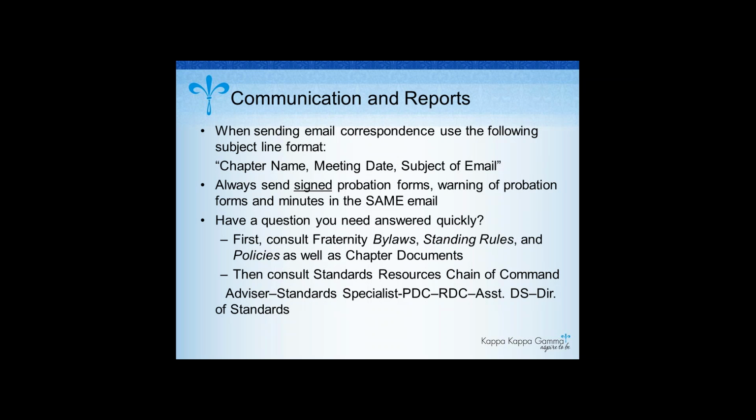If you have a question you need answered quickly, first we would suggest to consult the fraternity bylaws, standing rules, and policies, as well as the chapter documents. So making sure to look, those have all the information that you would need. For us as specialists and the director of standards, I know for Jenna, if we ever have any questions that we don't know the answer to, that is the first thing that we do, is we consult our documents, which is really helpful. The chapter documents are helpful as well because they are tailored a little bit more towards the chapter. But the fraternity bylaws, standing rules, and policies are really important.